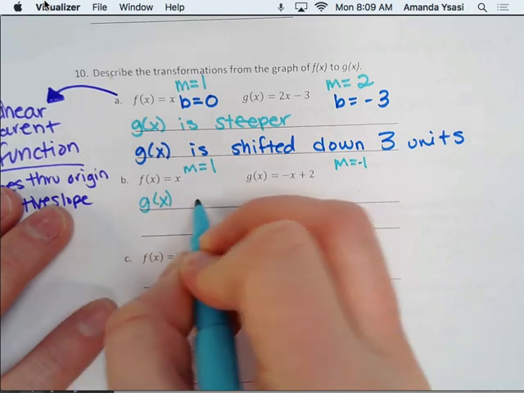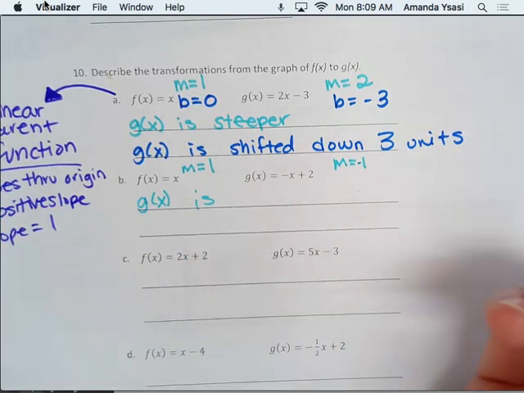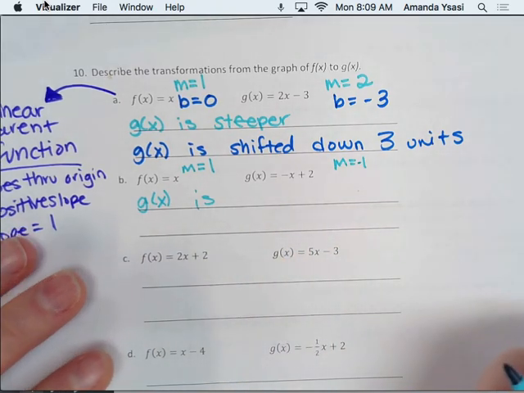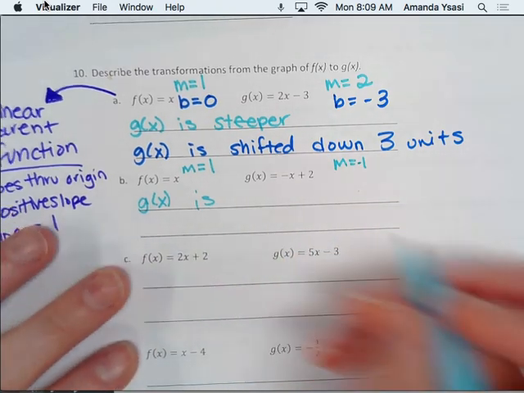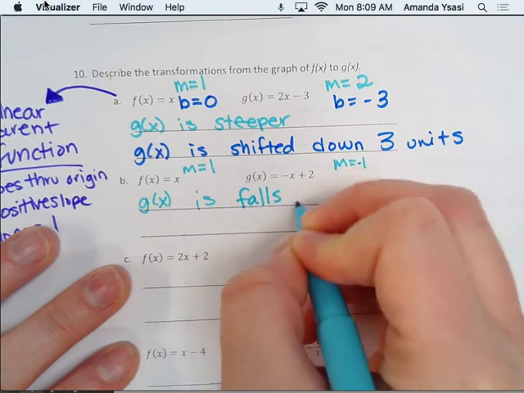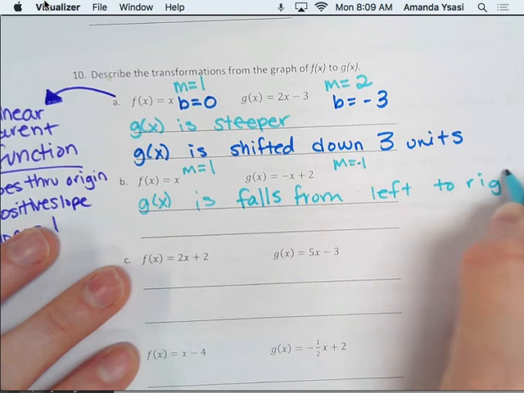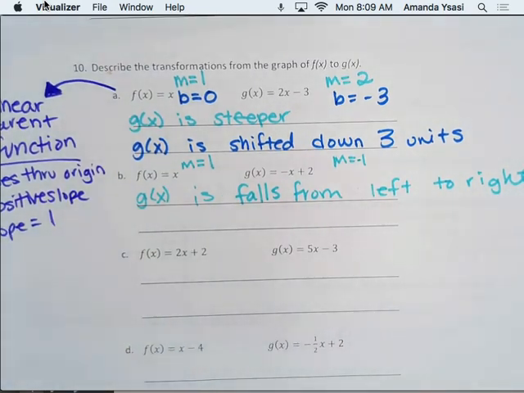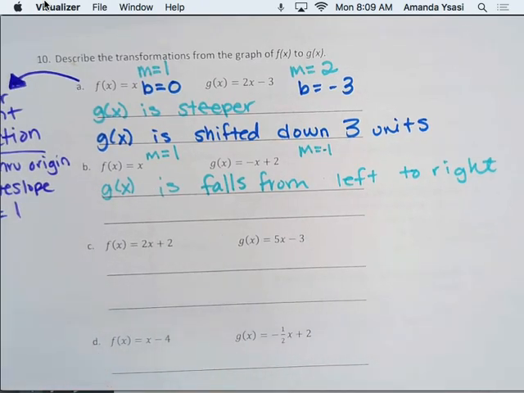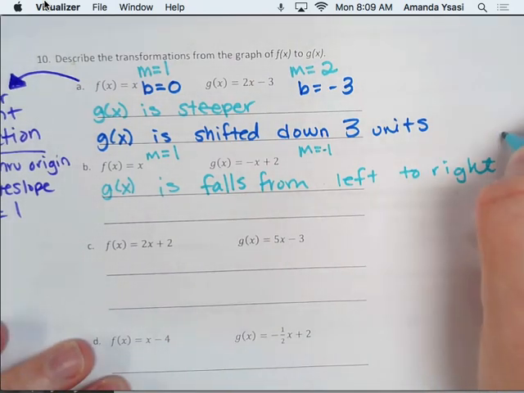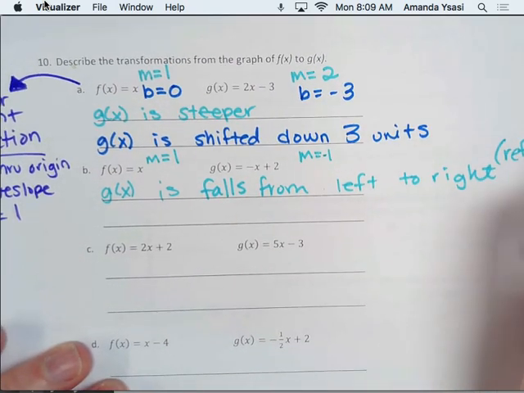g of x is a negative slope, so it falls, right? g of x falls from left to right. So it's a reflection. So I can put over here reflection, y-axis.